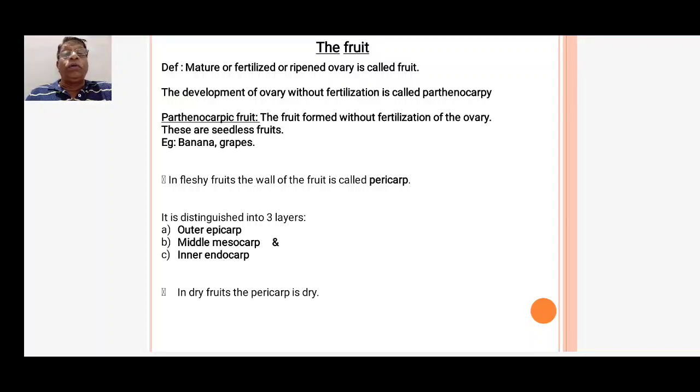ನಾವು ಟೊಮ್ಯಾಟೊ ಕಾಯಿನ ರೋಸ್ಟ್ ಮಾಡಿದರೆ, ಹಣ್ಣನ್ನು ರೋಸ್ಟ್ ಮಾಡಿದರೆ ತೆಳ್ಳನೆ ಪೊರೆ ಥರ ಬರುತ್ತೆ, ಎಪಿಕಾರ್ಪ್. ದ ಮಿಡ್ಲ್ ಮಿಸೋಕಾರ್ಪ್, ಮಧ್ಯ ಇರ್ತಕ್ಕಂಥದ್ದು. ಆ್ಯಂಡ್ ಇನ್ನರ್ ಒನ್ ಈಸ್ ಎಂಡೋಕಾರ್ಪ್. So pericarp is distinguished into epi, meso and endocarp. Okay.